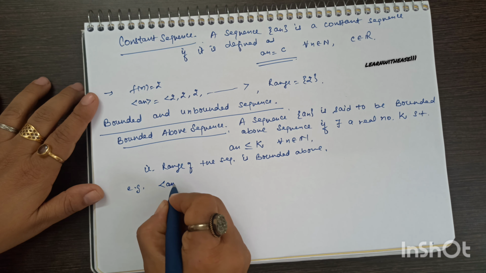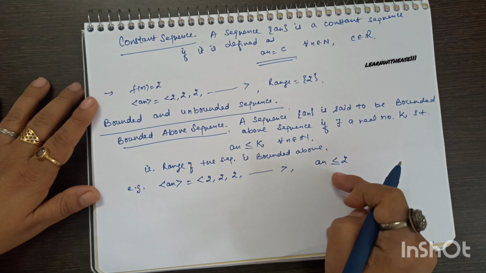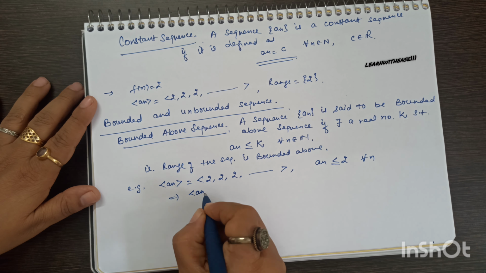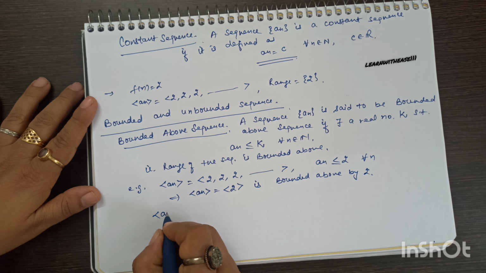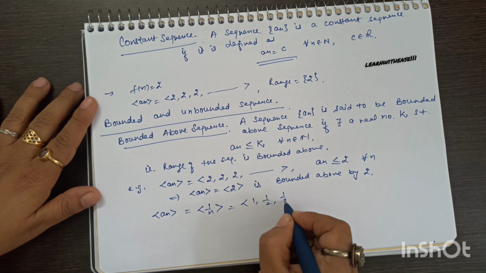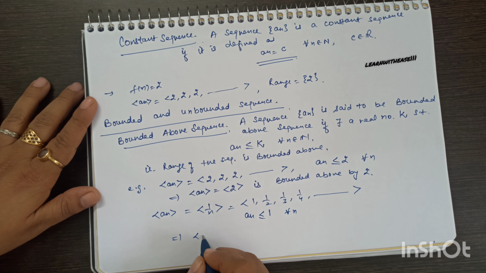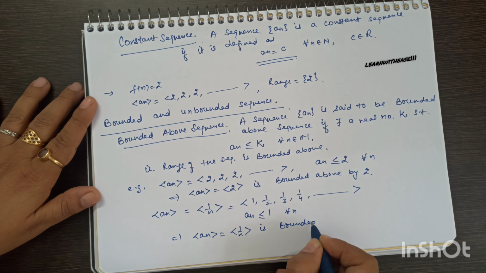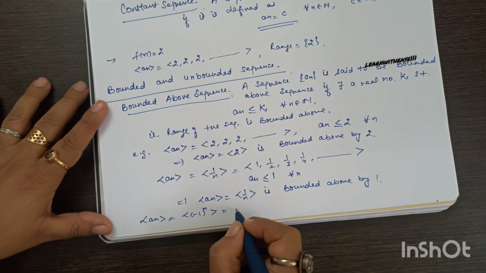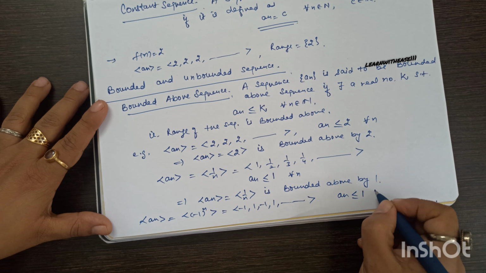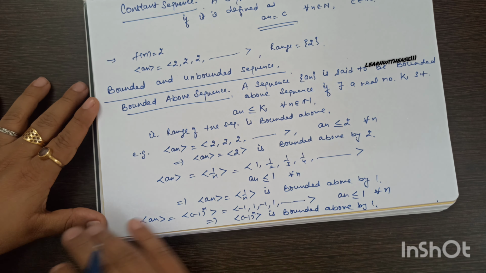For example, suppose I take the above constant sequence, all the terms are less than or equal to 2. So this particular sequence is bounded above by 2. If I take the example of 1 by n, all the terms are less than or equal to 1. An is less than or equal to 1. So it is bounded above by 1. Suppose I take the example of (-1) to the power n. The terms are -1 and 1. All the terms are less than or equal to 1. So 1 is the upper bound. The sequence is bounded above by 1.